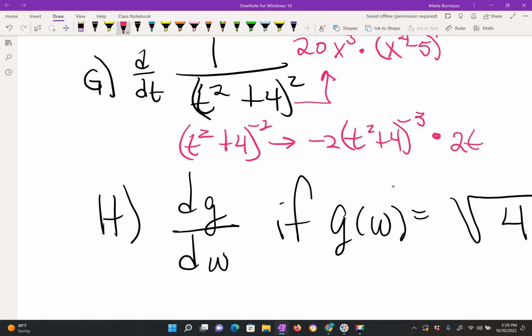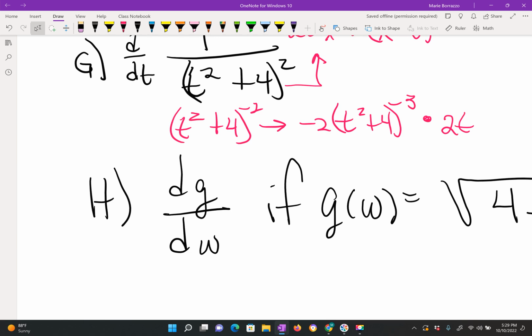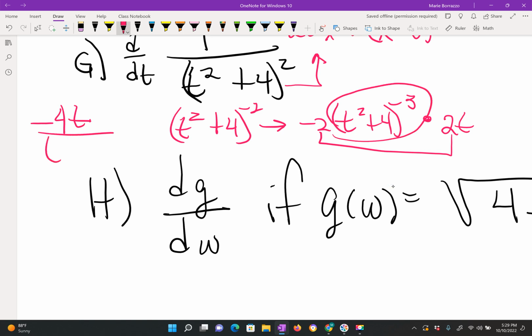So we get minus 4t times t squared plus 4 to the negative third. Then you can bring the thing to the bottom. I was gonna say, so multiply this gives you the negative 4t, and this has a negative exponent, so bring it down. Make it positive, so you get t squared plus 4 to the positive third power.